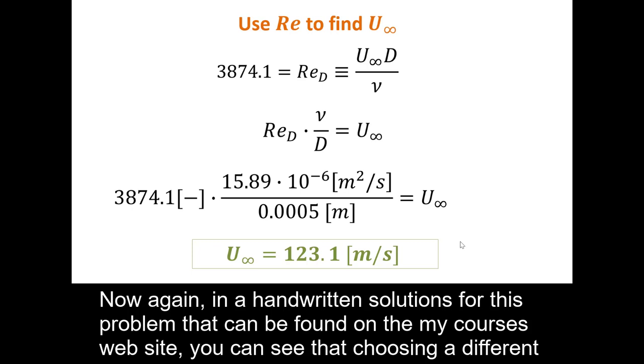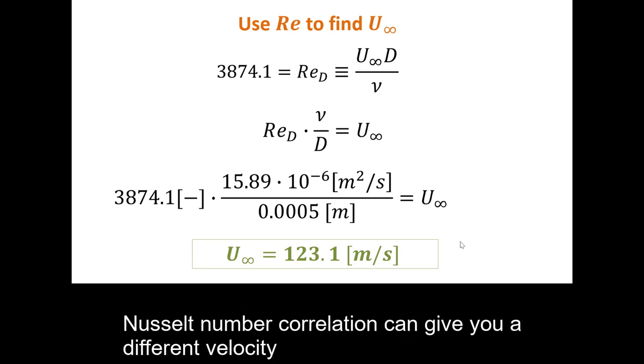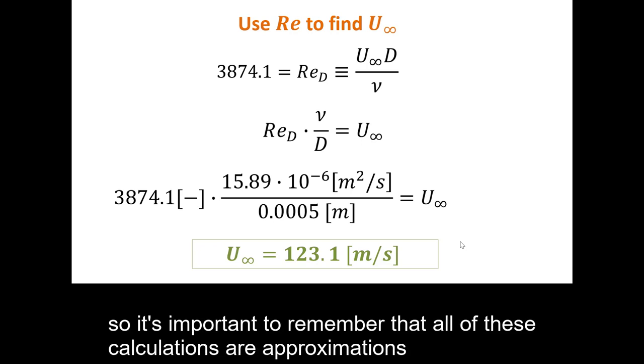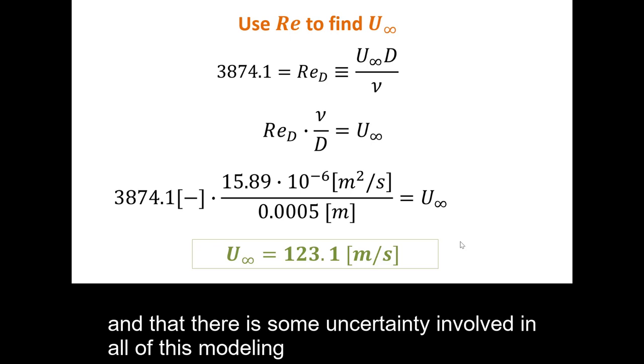Now again, in the handwritten solutions for this problem that can be found on the My Courses website, you can see that choosing a different Nusselt number correlation can give you a different velocity. So it's important to remember that all of these calculations are approximations and that there's some uncertainty involved in all of this modeling.